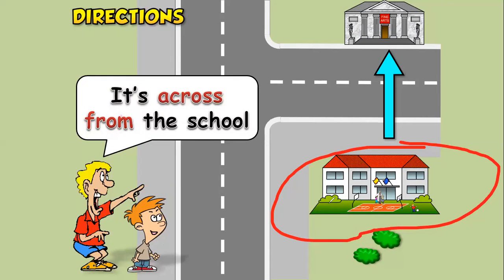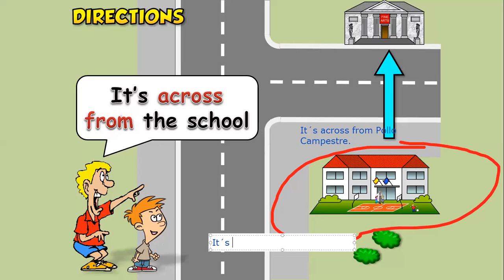Porque puede, así como usted me estaba diciendo, me dice, pero puedo decir que el Pollo Campestre está al otro lado de Don Pollo, ¿verdad? Entonces ahí podríamos haber dicho, it's across from Pollo Campestre. O podemos decir, si queremos decir al otro lado de, en San Salvador, queremos decir que el hotel Intercontinental, it's across from Metrocentro. Entonces, ¿qué otro lugar?